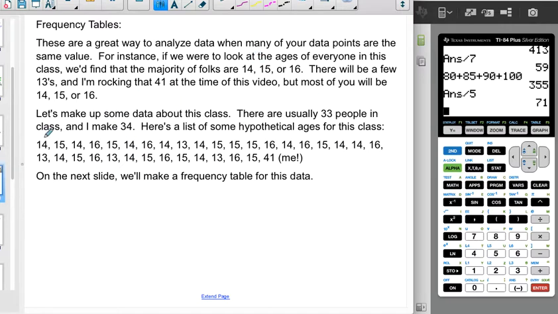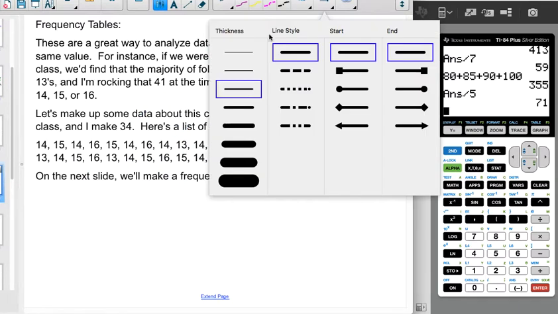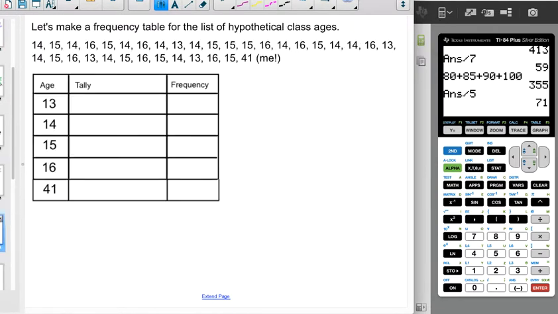So if we made up some fake hypothetical data for 33 people in a class, see, there's our fake hypothetical data, what we can do is make a frequency table. I'm going to go ahead and make the pen slightly thinner, and we're going to talk about how to make a frequency table. So here's my data. What a frequency table looks like is when you have a ton of the same numerical values, you put tally marks. So I see a 14, I put a tally mark.